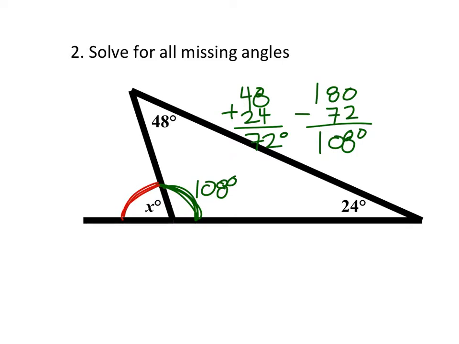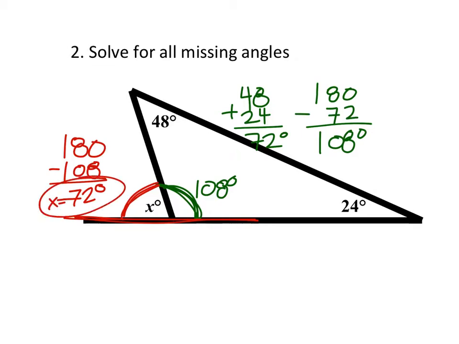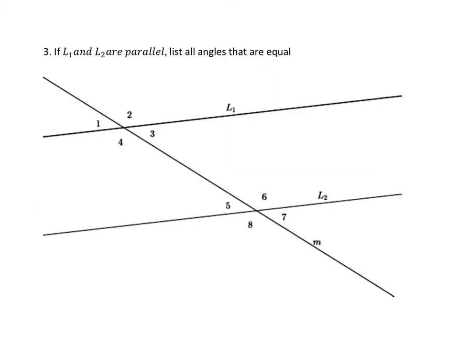So if I wanted to solve for the red one, these two angles, the red and green one, make up a straight angle, which is 180 degrees. But I know one of the angles, so to solve for the other one, I'm going to subtract it from the 180 to get 72 degrees. So x is 72 degrees. Some of you guys know that if we use the two remote interior angles, we could have stopped at this step and got the 72 degrees as well. Either way works.